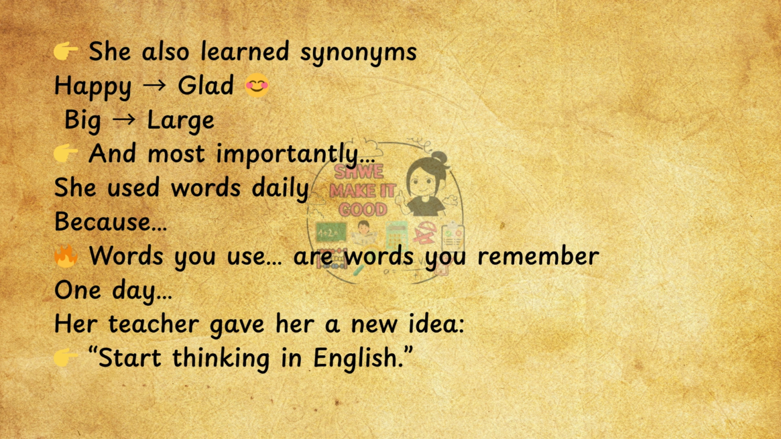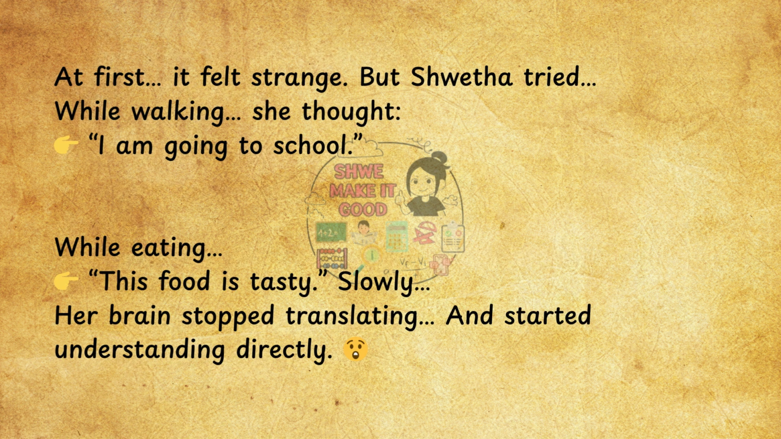One day, her teacher gave her a new idea. Start thinking in English. At first, it felt strange, but Shwetha tried. While walking, she thought, "I am going to school." While eating, "This food is tasty." Slowly, her brain stopped translating and started understanding directly.